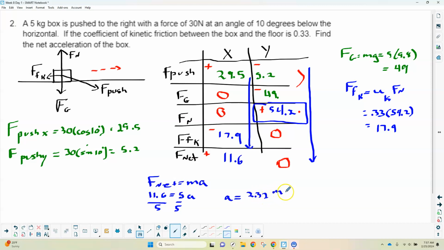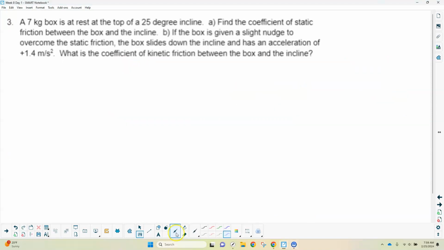For acceleration, it's meters per second squared, and it is directed to the right. So it's a positive value. So again, that means right, which is what we expected, because we expected the box to accelerate to the right. Okay. All right, so on to number 3.